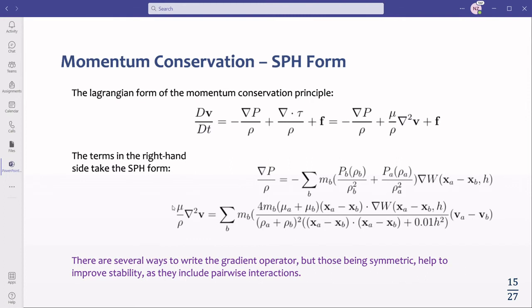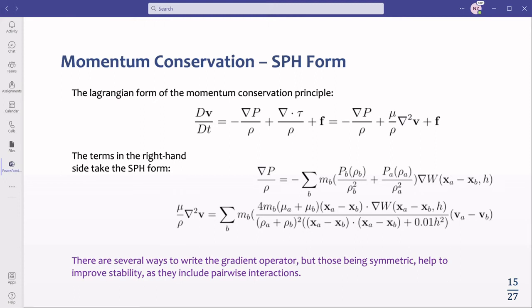So this is the important part also of simulating fluid flow with SPH: we need to couple the density and the pressure for these two operators. And then we have to plug in an equation of state.